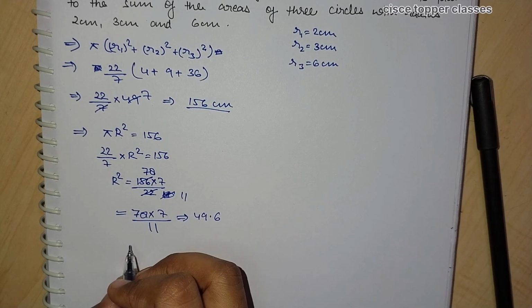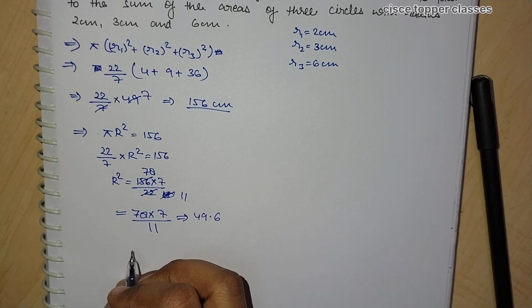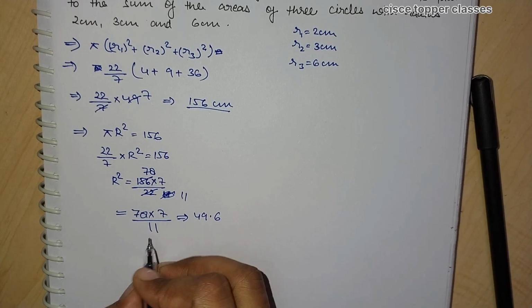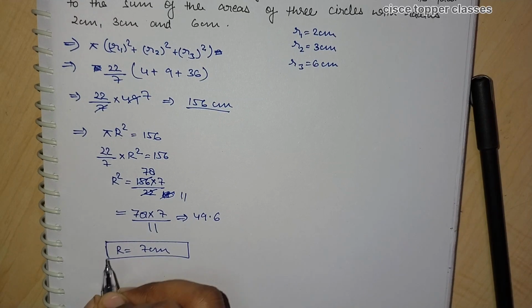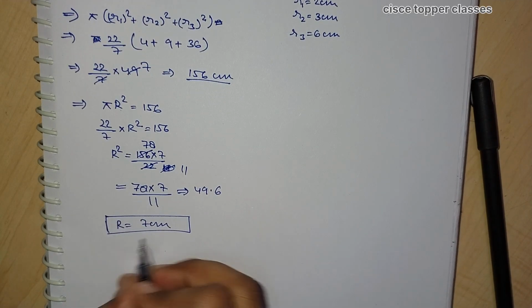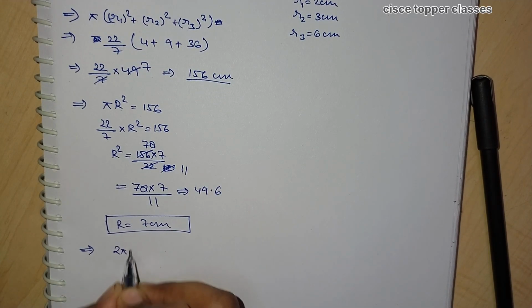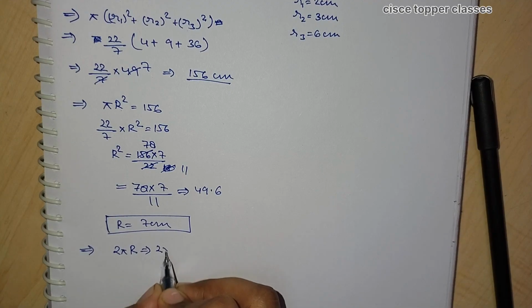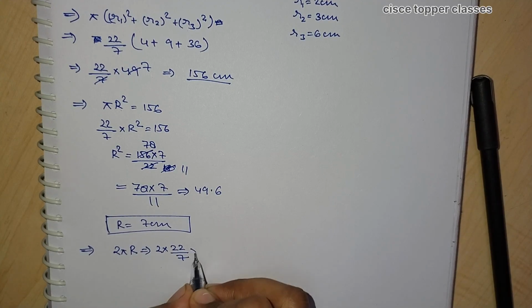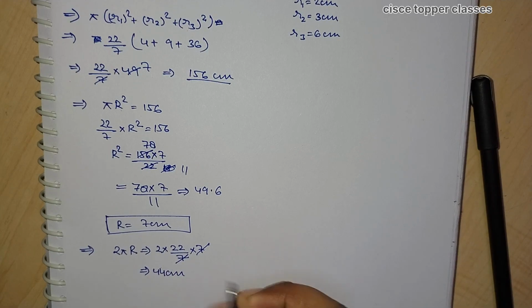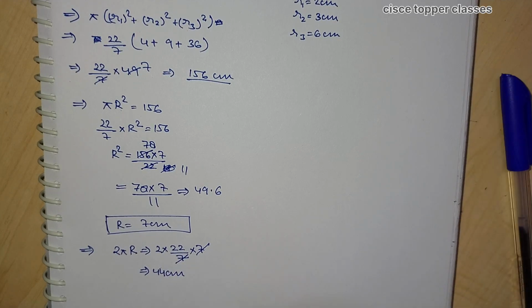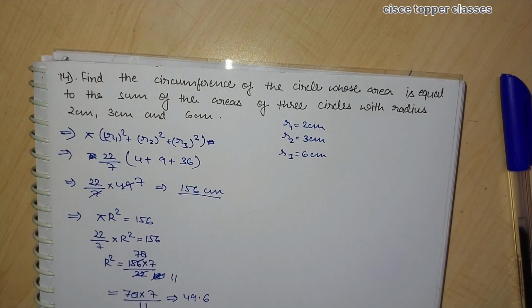If we take the under root here, we can write the radius, on taking the under root, as 7 centimeters. So this is the radius of the one bigger circle. And from this only we can find the circumference of that circle. So 2 pi r. We'll put the value as 2 into 22 by 7 into 7. This will be cancelled out and this will be 44 centimeter. So this is the final answer here in this question, and this is the solution of the 14th question here.